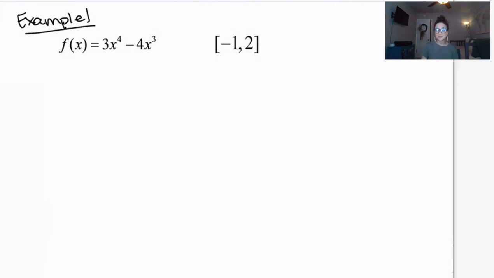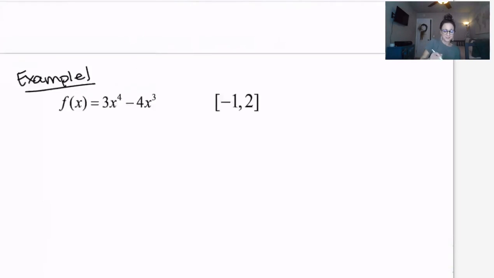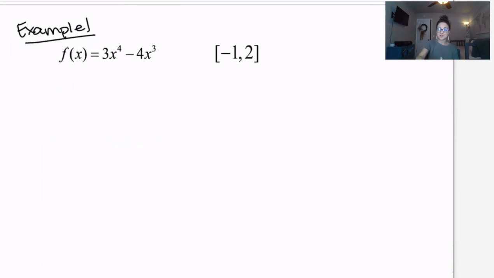All right, so will you write example 1 for me? We've got f of x equals 3x to the 4th minus 4x cubed on the closed interval -1 to 2. We want to find the absolute extrema here. So step 1, find the critical points. Am I looking at the first derivative or second? We're looking at first. So go ahead and find that and hit continue when you've got it.